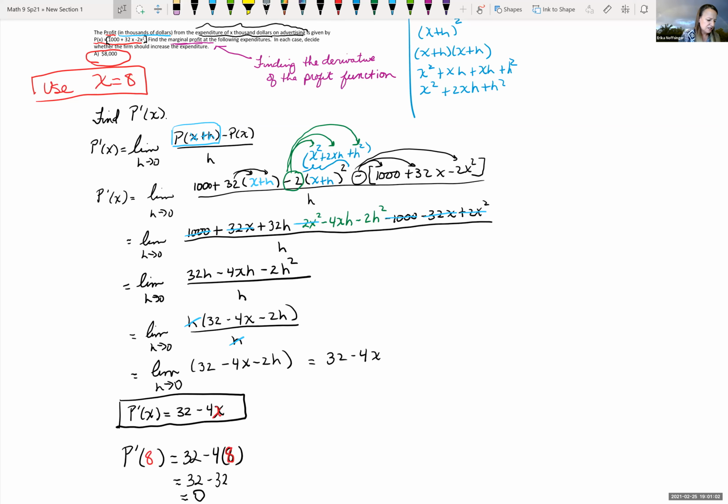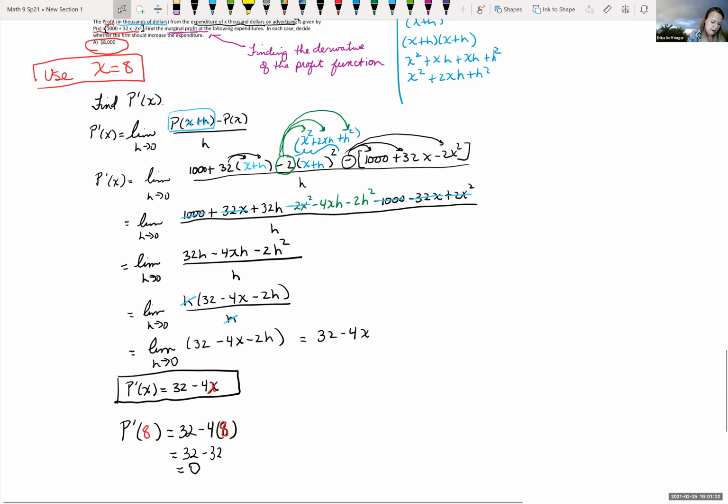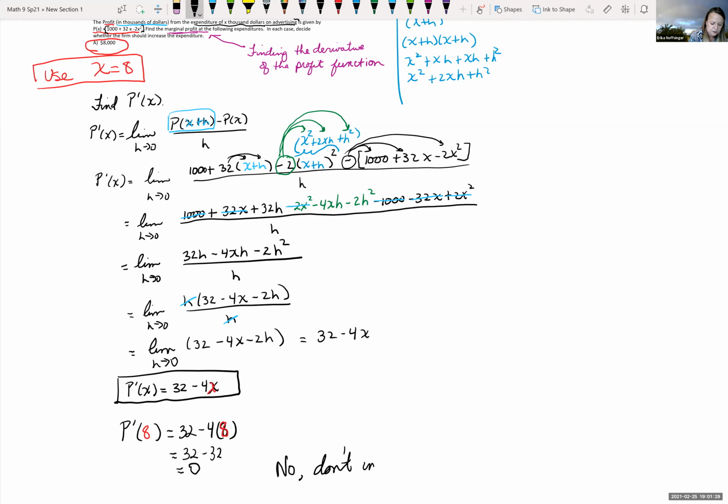So the question also asked, in each case, decide whether the firm should increase the expenditures. Talking about profit, we want our rate of change to increase for profit. And if the rate of change is 0, it probably would be a no. Don't increase the expenditure.